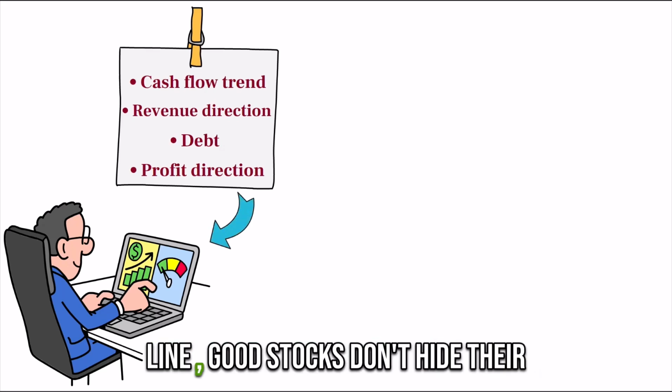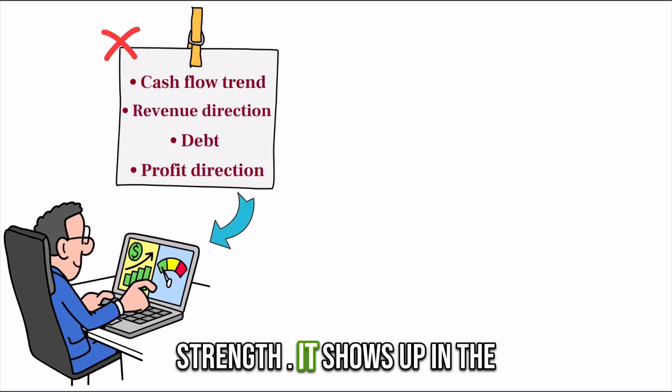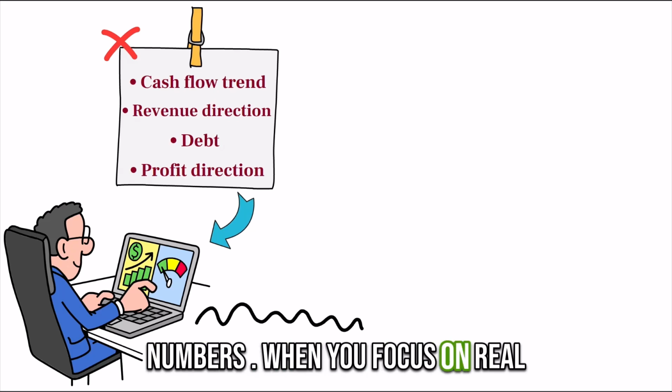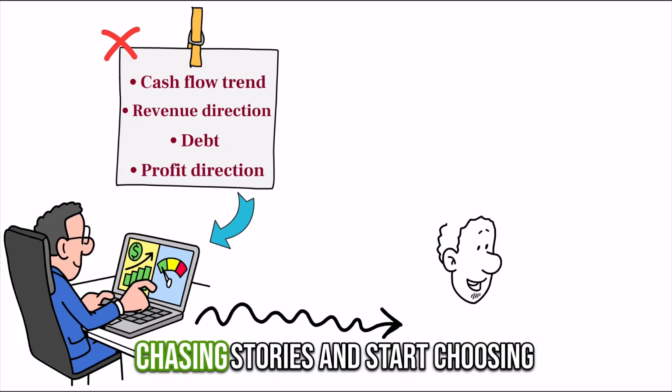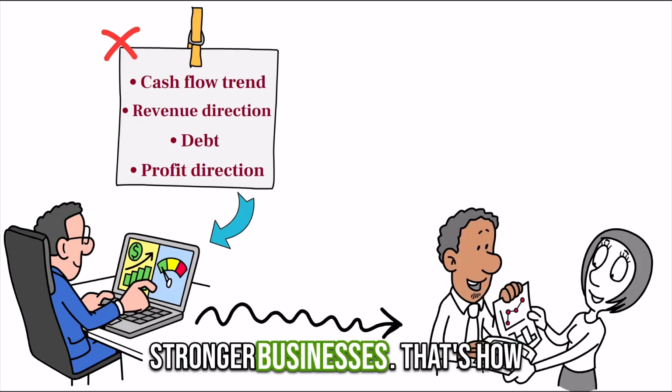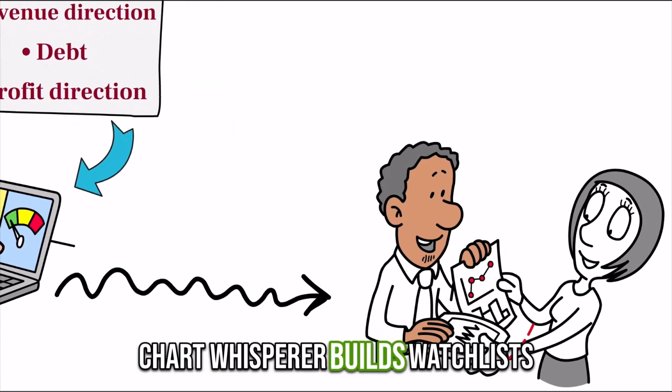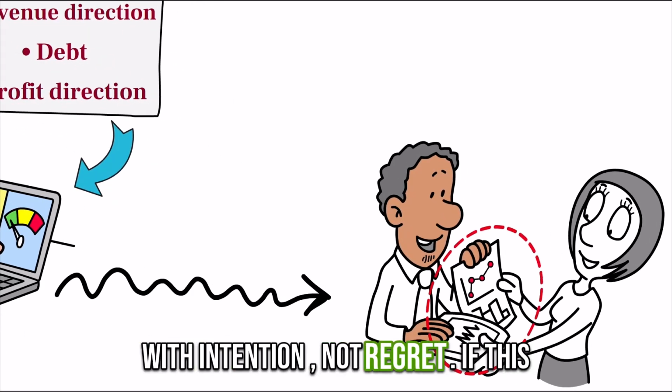Bottom line, good stocks don't hide their strength. It shows up in the numbers. When you focus on real cash and clean financials, you stop chasing stories and start choosing stronger businesses. That's how Chart Whisperer builds watch lists with intention, not regret.